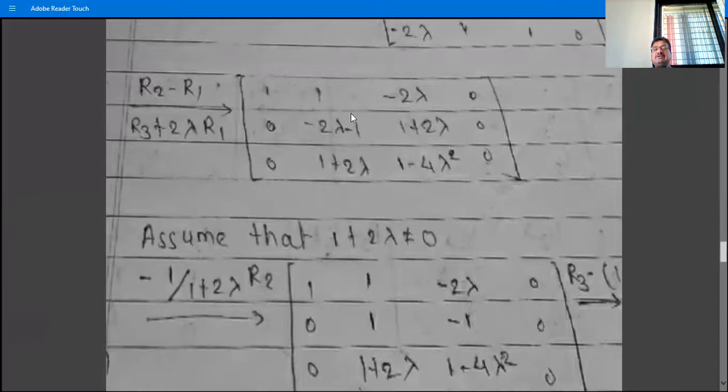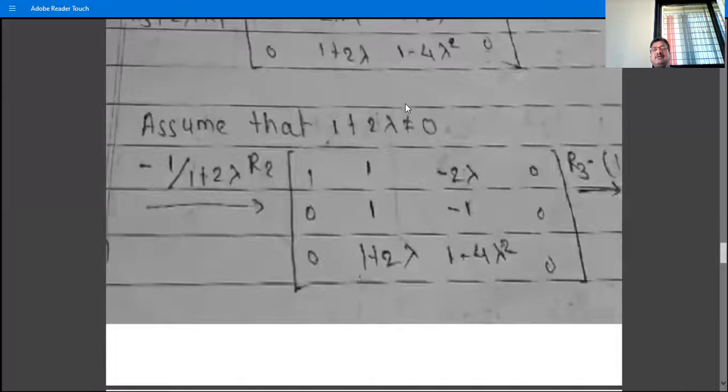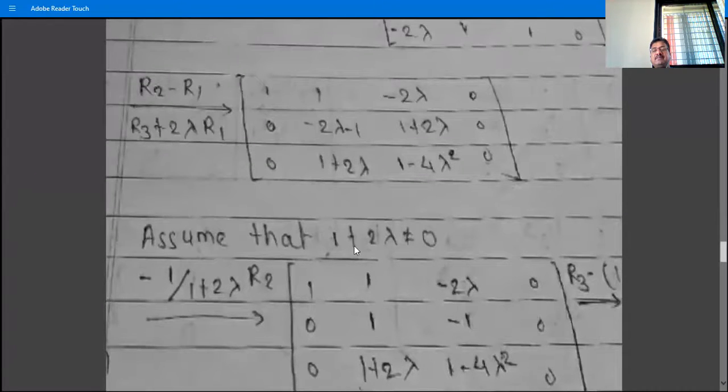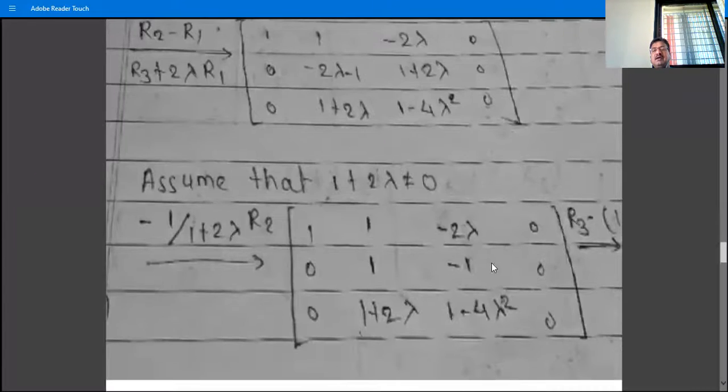In order to reduce this element to 1, we divide by the set. That is minus 1 by minus 2 lambda minus 1, or write minus 1 by 1 plus 2 lambda. So we have the element 1. Here we have minus 1 because here we have 0.